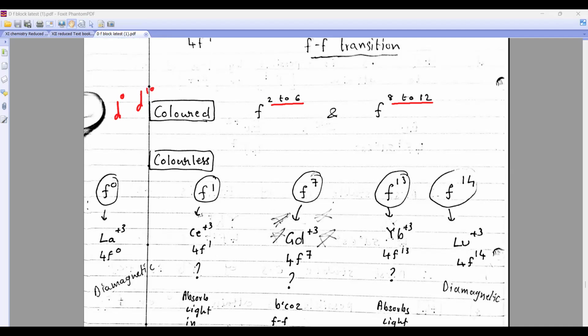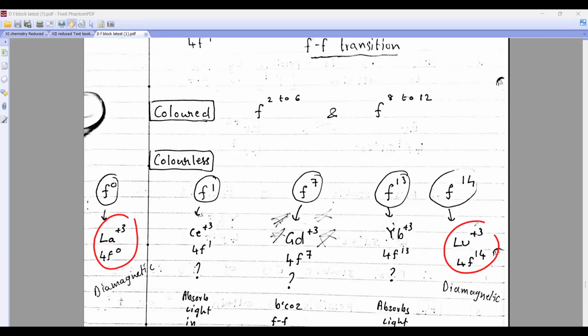Even I can see color only in the visible range. So now look, f0 and f14 are completely filled or not? Tell me. f0, yes. La3+ is f0. And this is f14. f0 तो बेटा एक भी इलेक्ट्रॉन होगा ही नहीं अंदर. There is no electron, so no jumping of electron, no ff transition possible. Here f14 is also completely filled or not? Tell me. So no ff transition possible. So La and Lu are colorless.